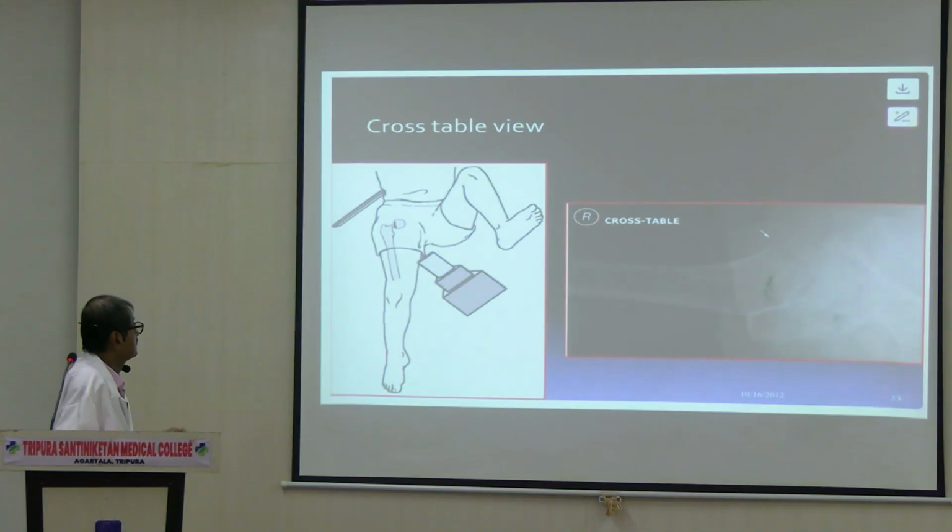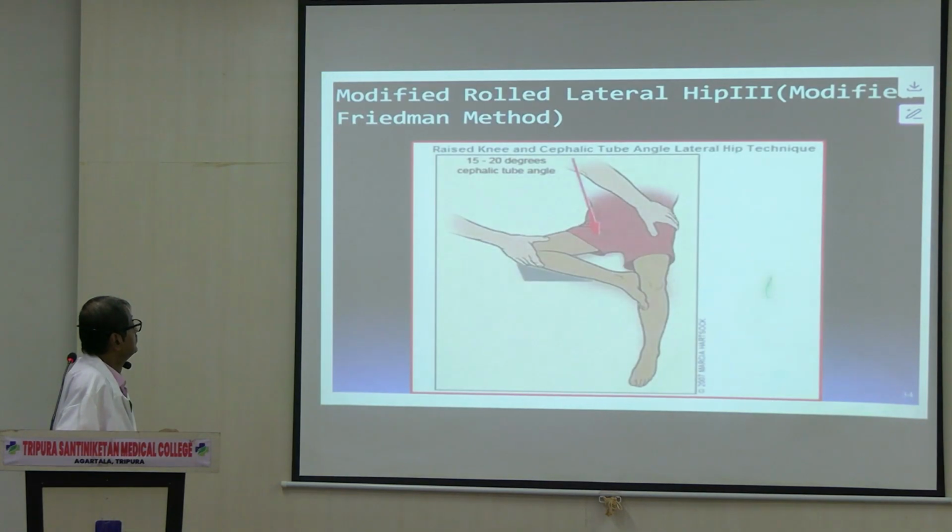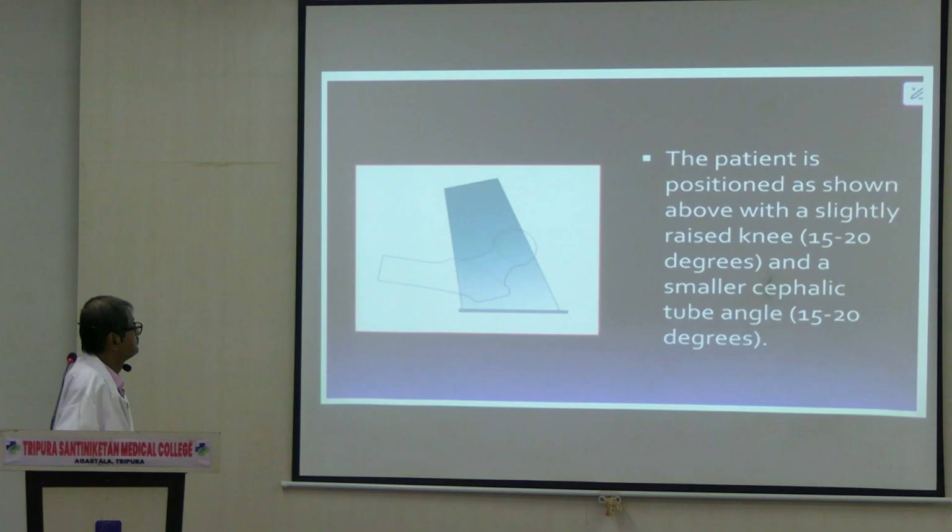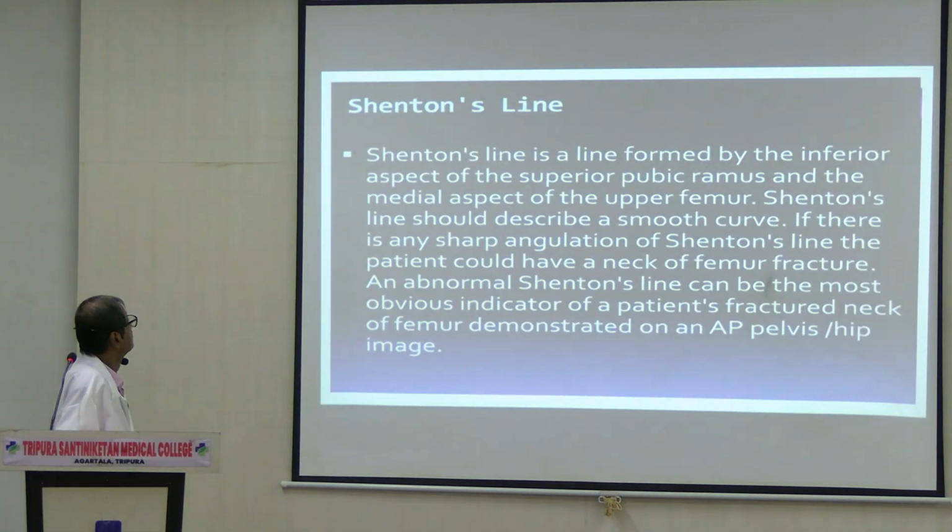Next. So this is the cross leg table. How to take an X-ray? Cross table. Next. So raise the knee and cover the tube angle. So you have to put the plate below and the tube here. Do you know Shenton's line?